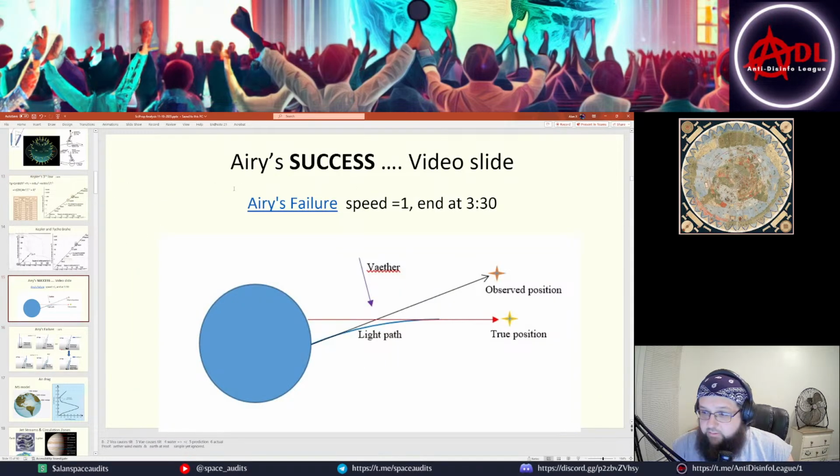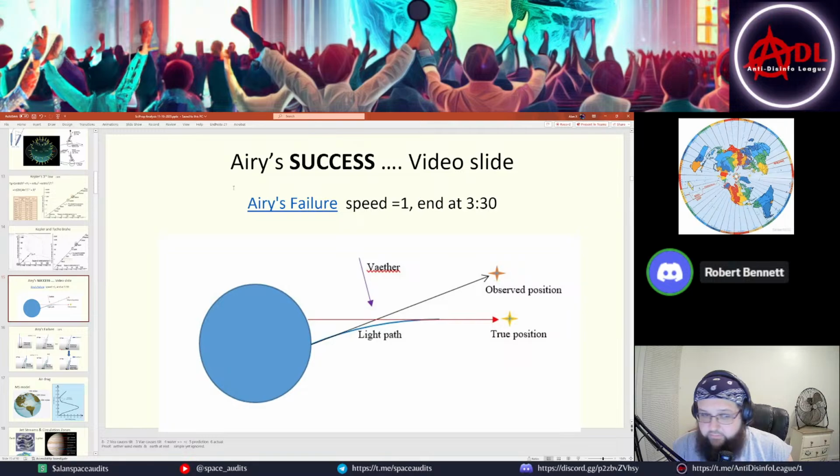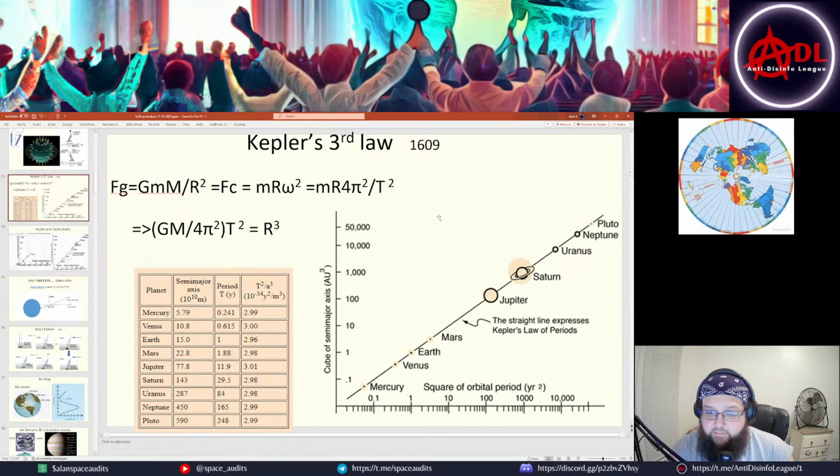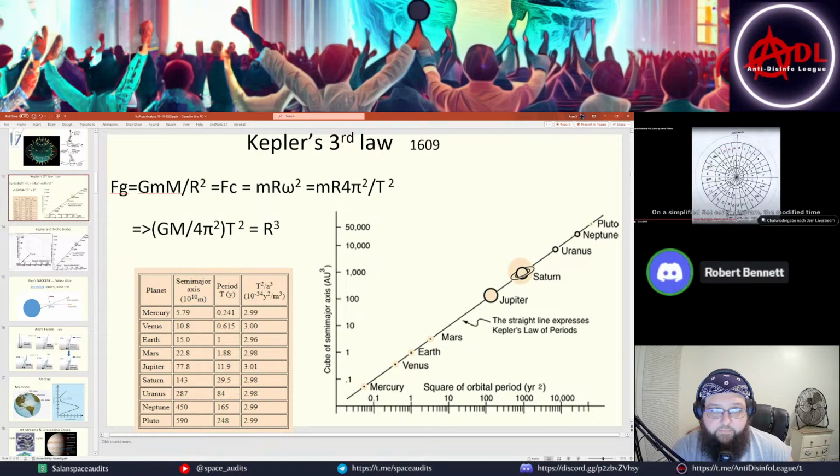Alan, could you put the Kepler's law back? Yes. Kepler's law. In the upper left, at the beginning, you mentioned that the m's cancel out. Yeah, the little m, right?